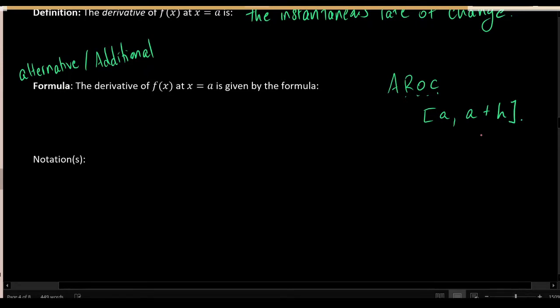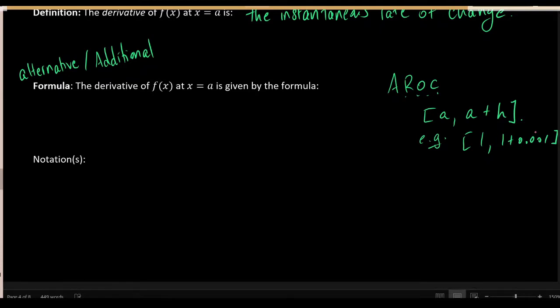We're not going to make our interval very big. We're just going to make the right endpoint a little bit larger than the left endpoint. For example, you might have the interval 1 to 1.001, which we could express as 1 plus a little something, 1 plus 0.001.